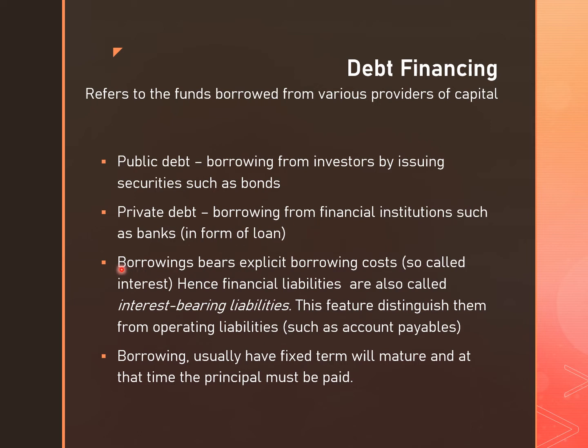So biasanya this borrowing dia ada explicit borrowing cost ataupun kita panggil secara mudahnya interest. So the financial liabilities are also called interest bearing liability. So interest bearing ni yang akan distinguish them from operating liabilities like account payables. So if you notice untuk loans ataupun borrowings dia akan ada interest. Kalau account payable ni tak ada interest. So feature ni lah yang akan differentiate account payables dengan borrowings.